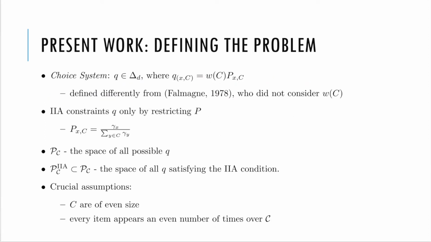So we define this problem as a hypothesis testing problem where we look at this choice system object, weightings over choice sets by the probabilities of items being chosen from choice sets, as the system of interest, and IIA constraining that system by defining it as a normalized ratio of item utilities. And so we have notation here, script P_IIA and script P, to distinguish the two subsets.